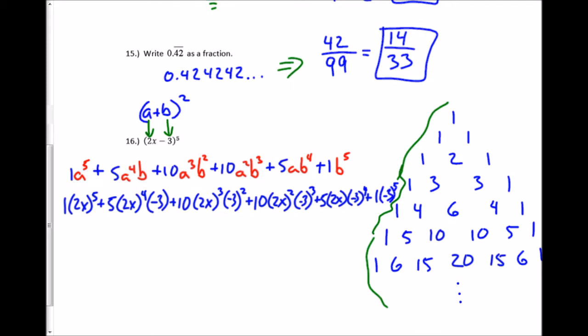And now the last step of this, after the initial setup, really it's just a matter of plugging this stuff in. I'm going to simplify each piece. Like here, 2x raised to the 5th power, that's 32x to the 5th. Here, 2x to the 4th power, that's 16x to the 4th times a -3. And really, this is just a job for my calculator here. That's 8x to the 3rd times a +9.